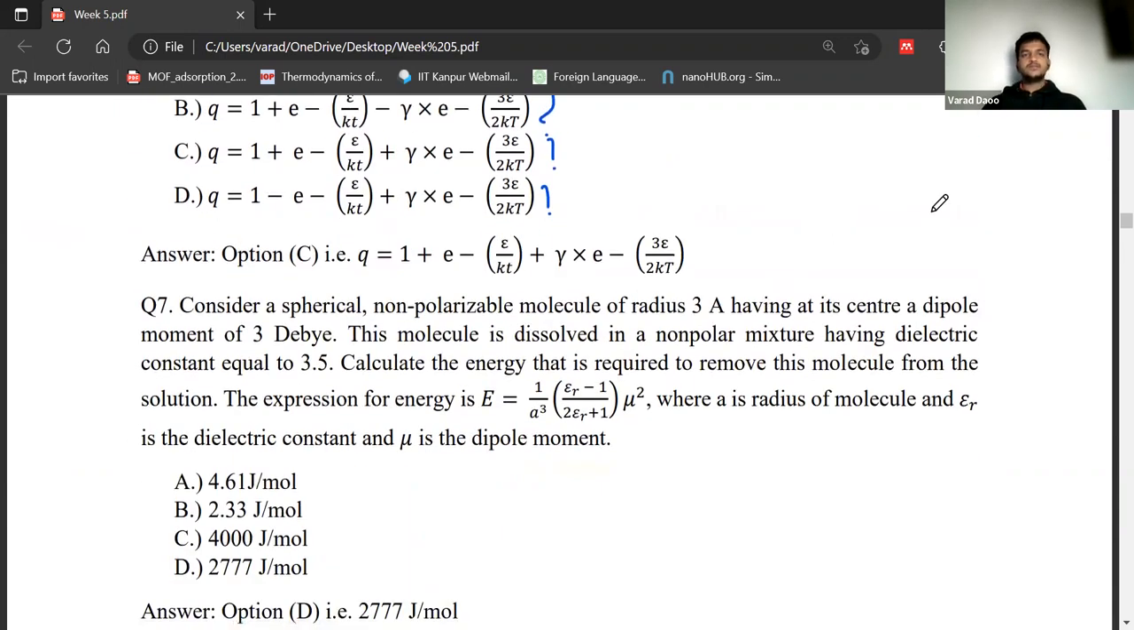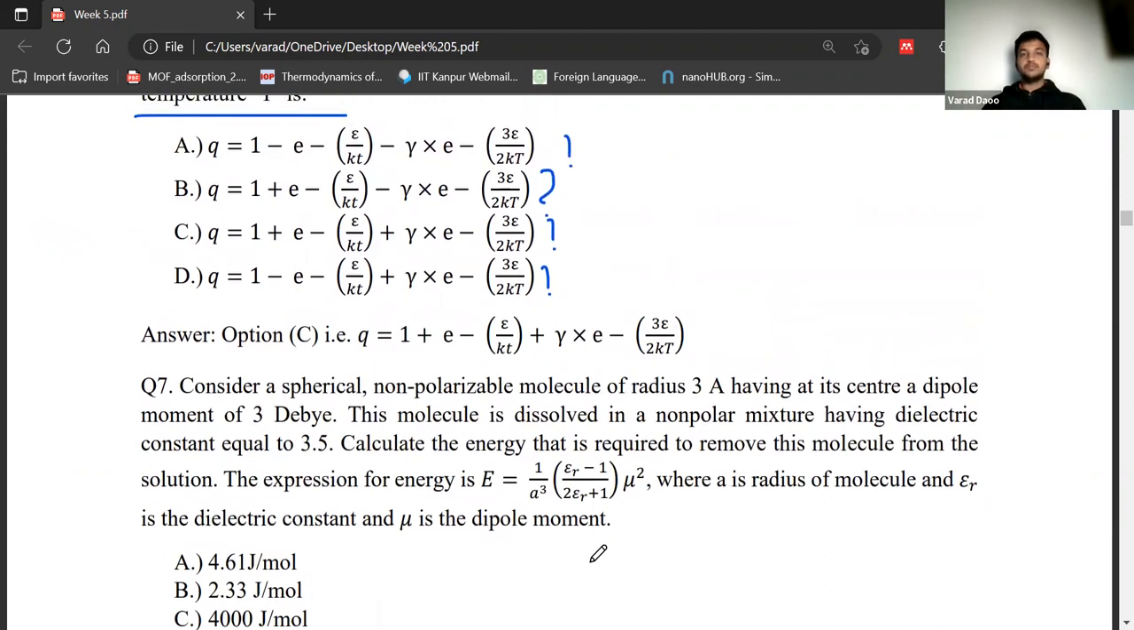This is also quite a lengthy question, right? We consider a spherical non-polarizable molecule of radius 3 angstrom. Here A stands for angstrom. Having at its center a dipole moment of 3 debye. The molecule is dissolved in a non-polar mixture. Remember, the solvent is non-polar, whereas the molecule is polar, having a dielectric constant equal to 3.5.